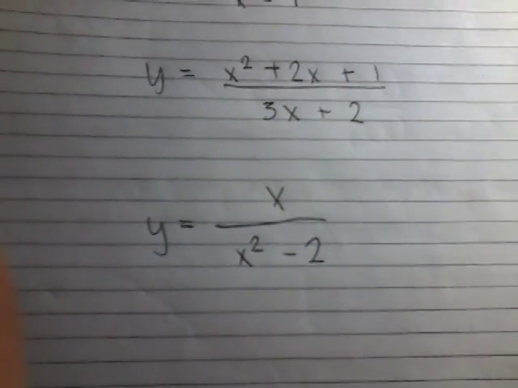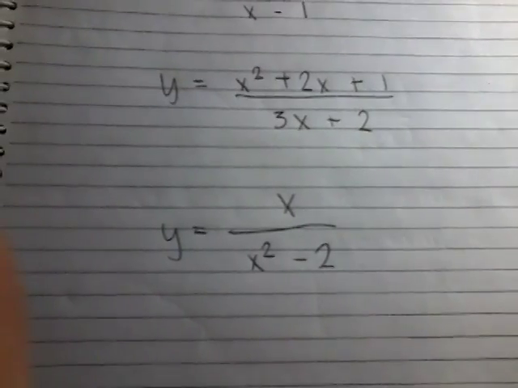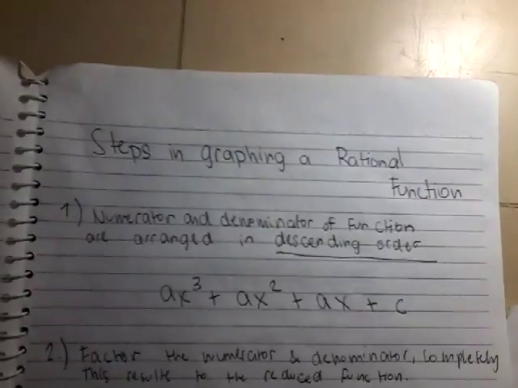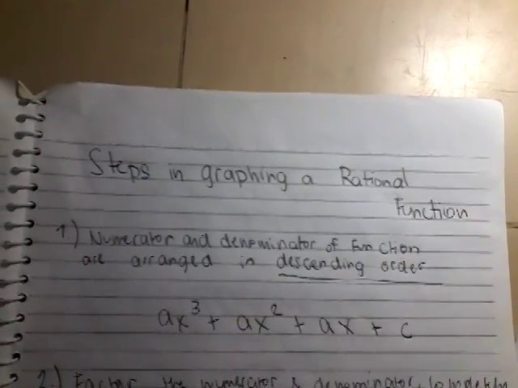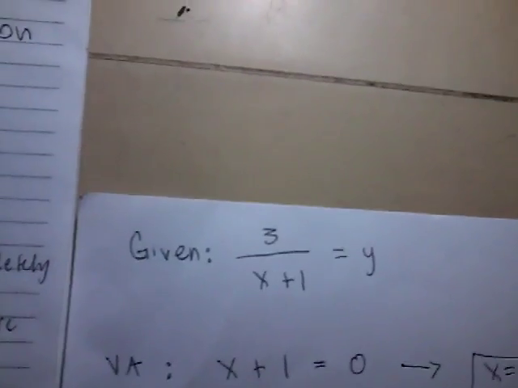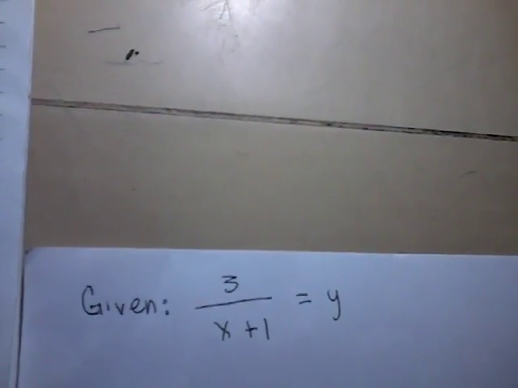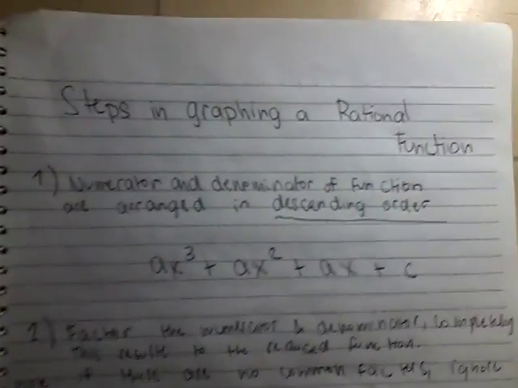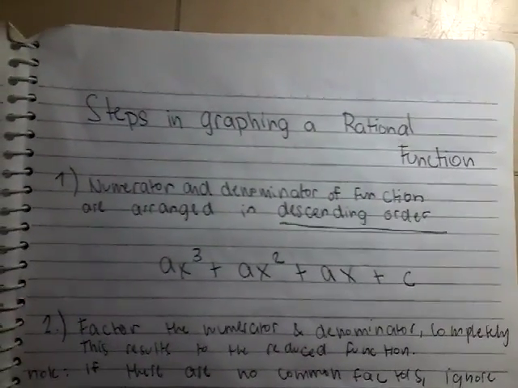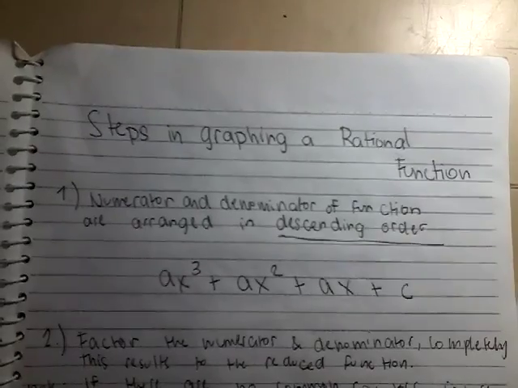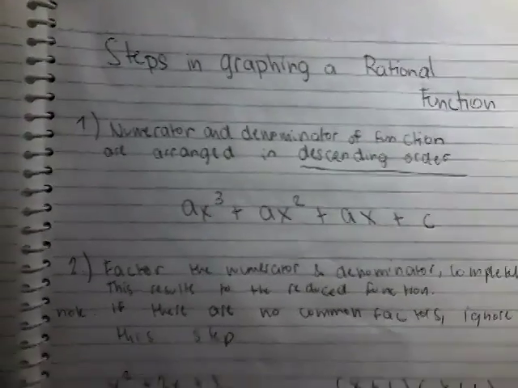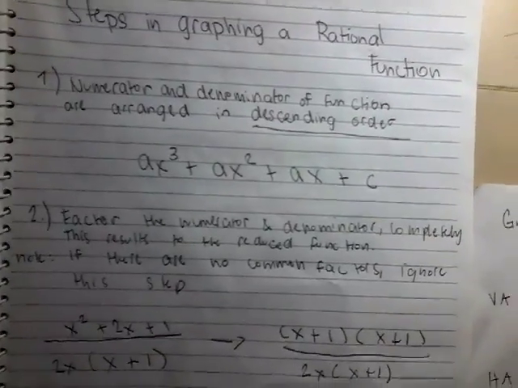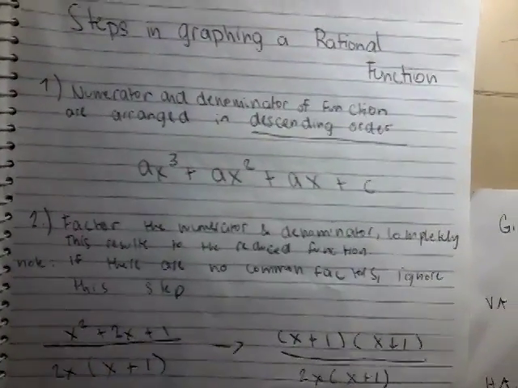Now let's move on to how to graph a rational function. Steps in graphing a rational function. For this example, we'll be using the given 3 over x plus 1 equals y. Let's start. First step is to arrange the numerator and the denominator in descending order. Second step is to factor the numerator and the denominator completely.